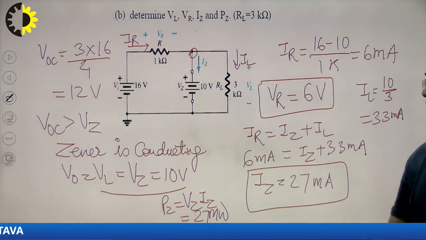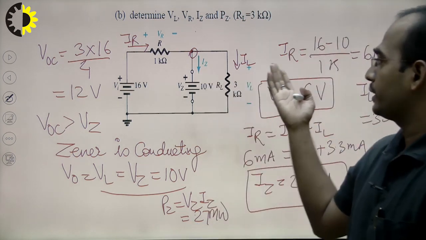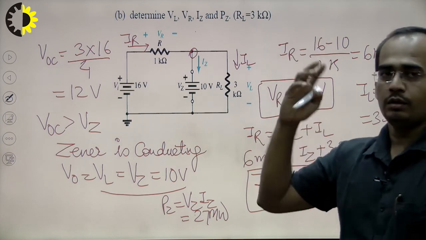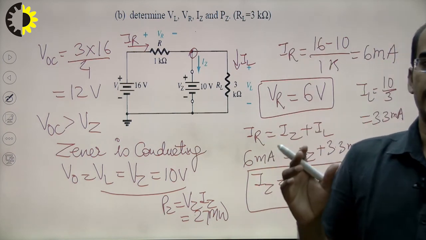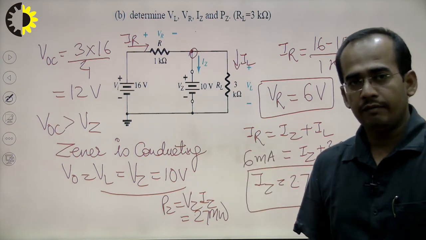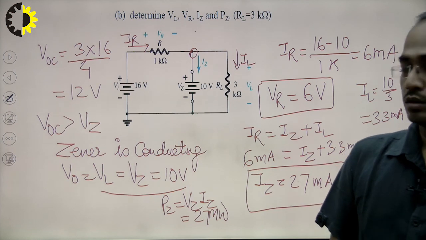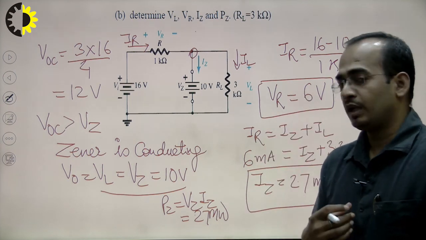So, first we have to check whether the diode is conducting or not. If the diode is conducting or not conducting, then you have to follow the conditions. After following the conditions, you can simply apply electrical KVL or KCL for finding any variables of the circuit. So, this is all about Zener diodes and their applications.